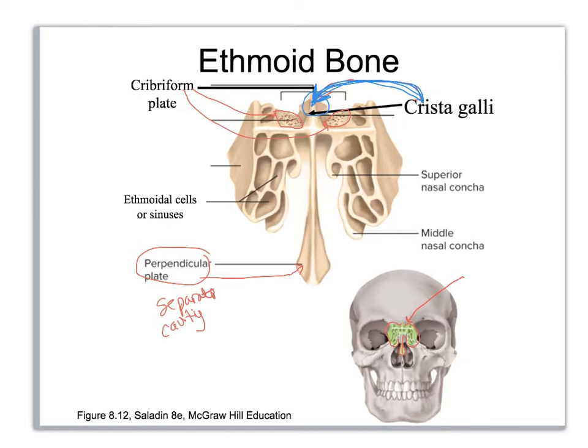Now you've got several paranasal sinuses in the skull. The ethmoid has a right and a left. So there's your right and there's your left, and these are the sinuses. You can see it, so these are air cavities.